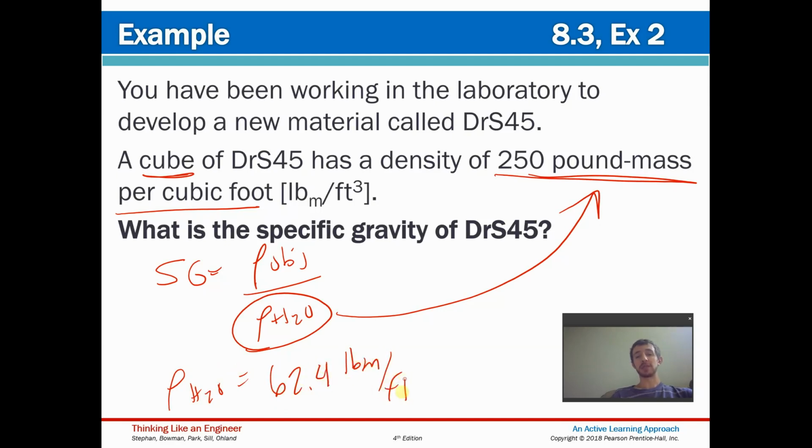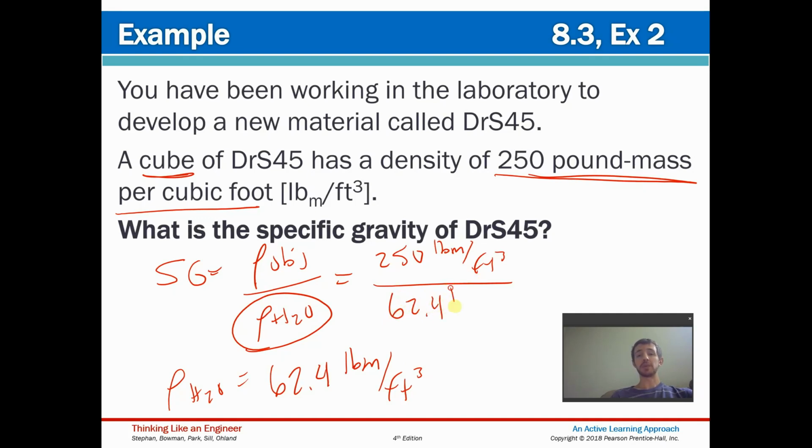So with that, if we look at this, I can plug everything in and I can solve my problem. So I'll erase this little line right here, and this would be equal to 250 pound mass per foot cubed. I'm writing out the units because I want to make sure I don't make a mistake. Over 62.4 pound mass per foot cubed, and that would be equal to roughly 4. So specific gravity of 4.